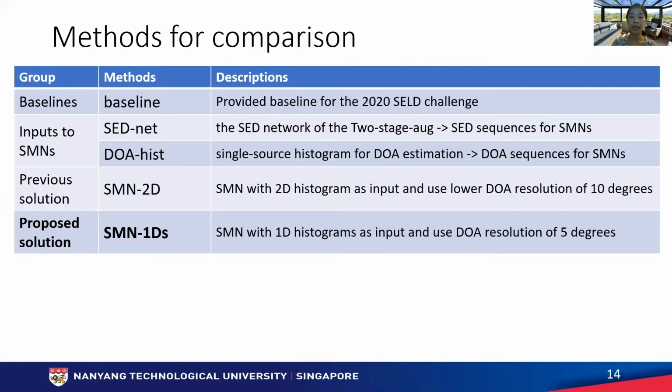Our previous SMN solution is called SMN2D because it used 2D histogram as input. As a result, the applicable DOA resolution for this network is 10 degrees. Our new proposed SMN solution is called SMN1D. It uses 1D histograms of azimuth and elevation as input. We use a DOA resolution of 5 degrees. We have experimented with a DOA resolution of 2 degrees, but it doesn't improve the final performance.